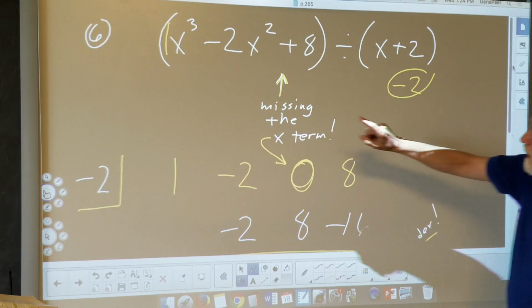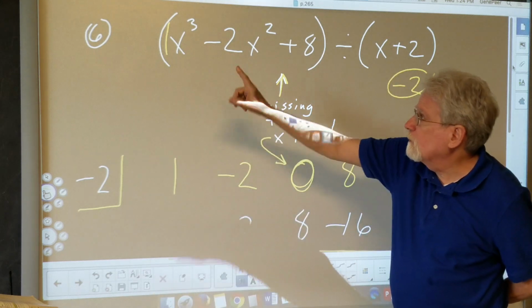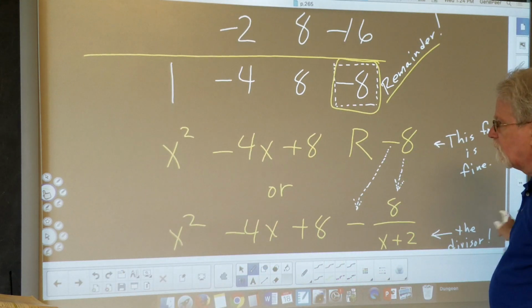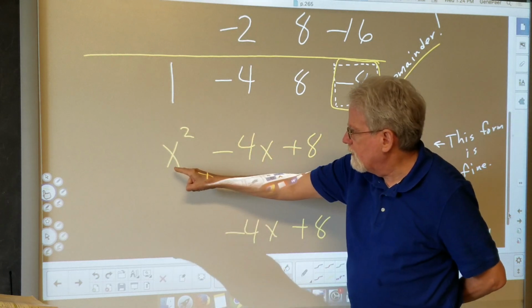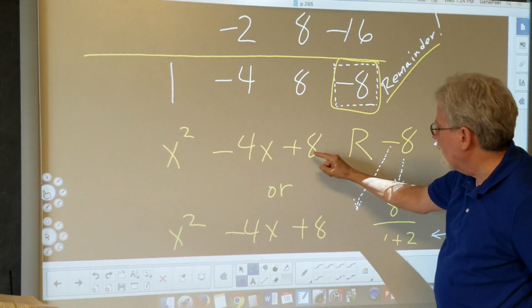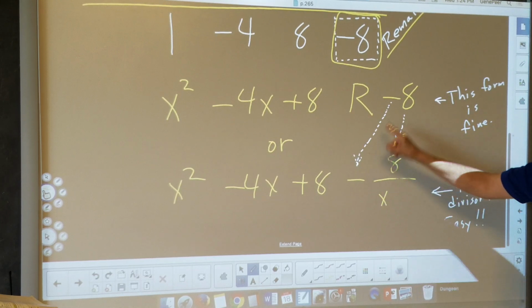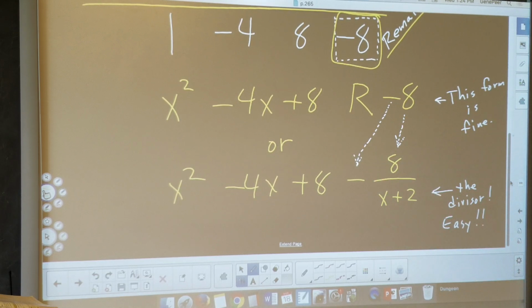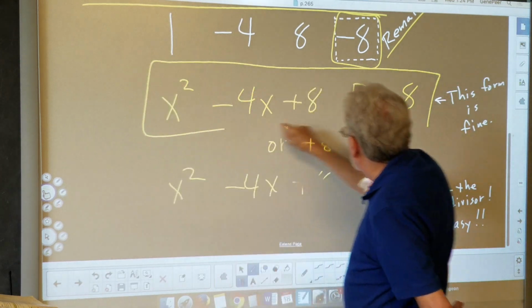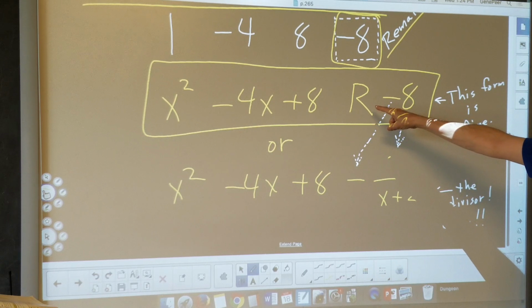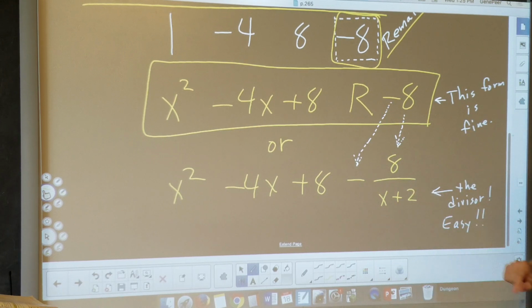So we started with x to the third. So your first term is going to be an x to the second term. Therefore we have 1x squared minus 4x plus 8, remainder negative 8. And yes, you can express that as minus 8 over x plus 2 if you want to, but this form is just fine. This form is really nice, but the book is assuming that you're using remainders instead of fractions.